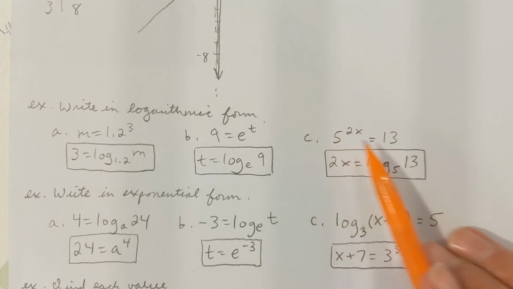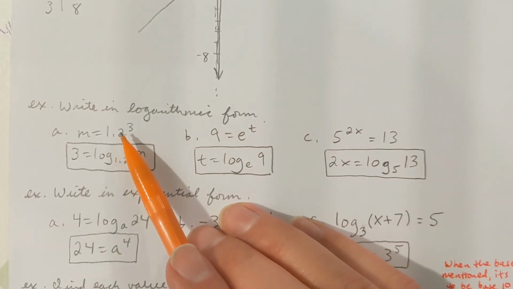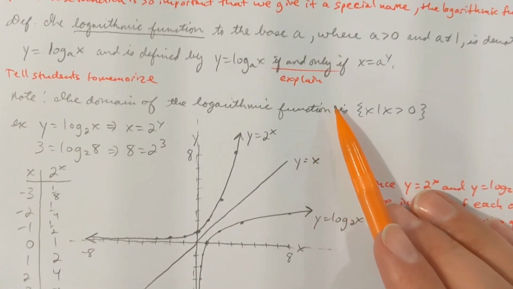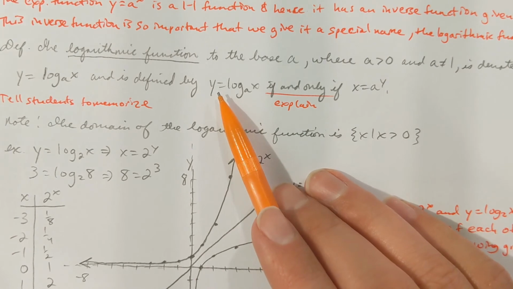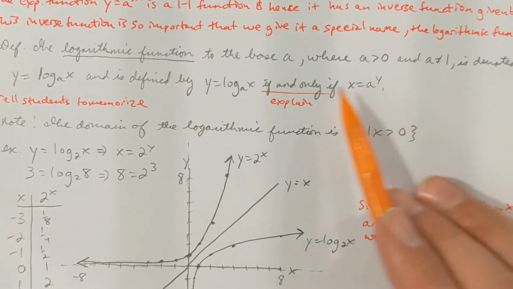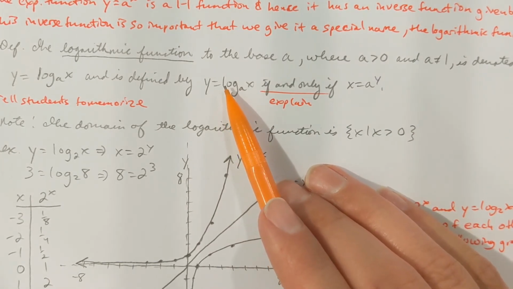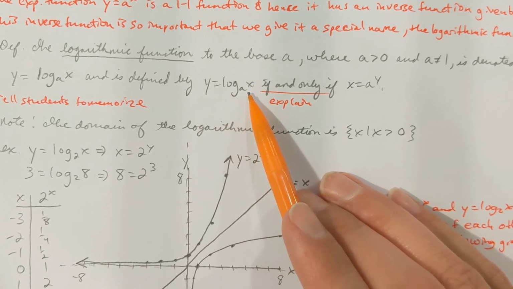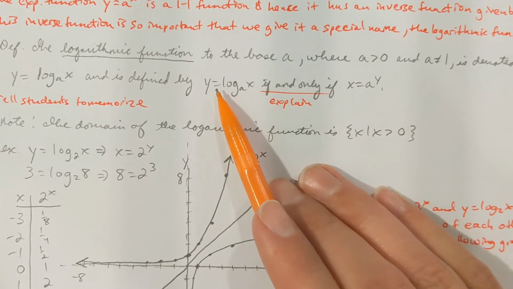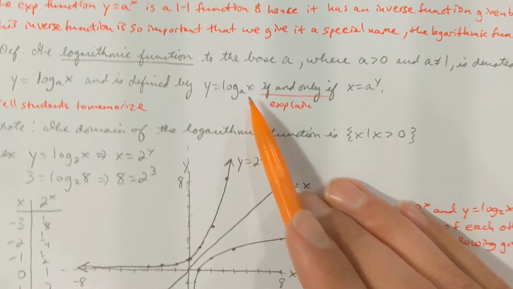Here are 3 equations that are in exponential form, and I want us to write them in logarithmic form. Currently we're in exponential form, the form x equals a to the y. I need to rewrite that into the logarithmic form, which is y equals log base a of x. When I do that, I simply identify what's x, what's y, what's a, and then write it into that logarithmic form that you see here.